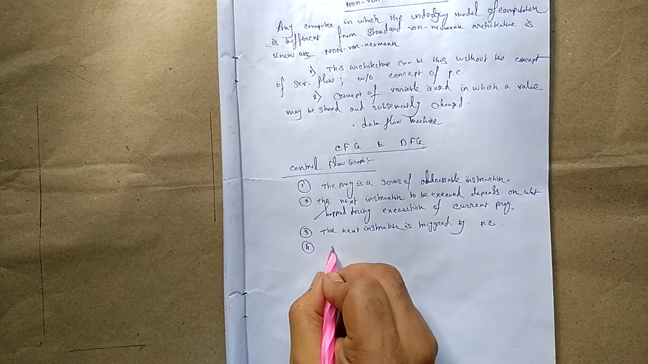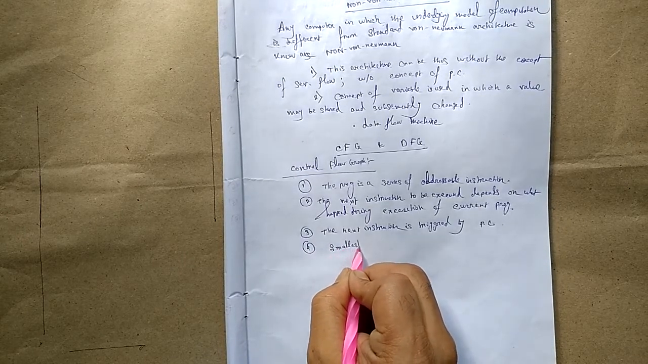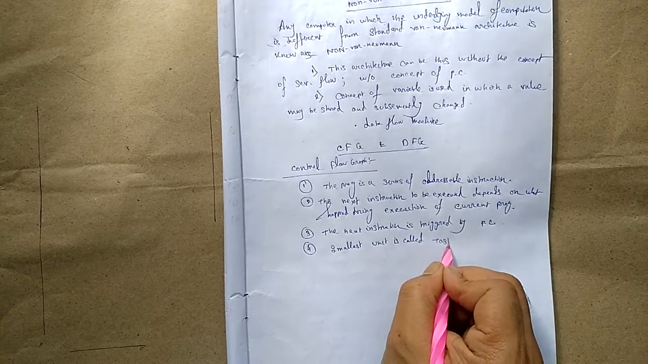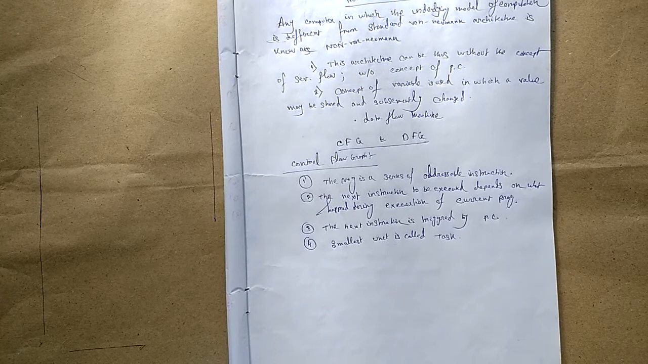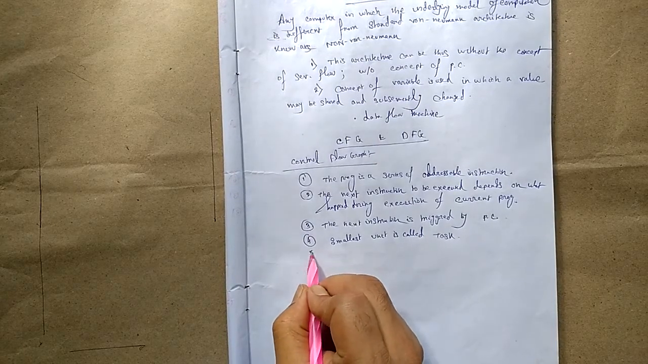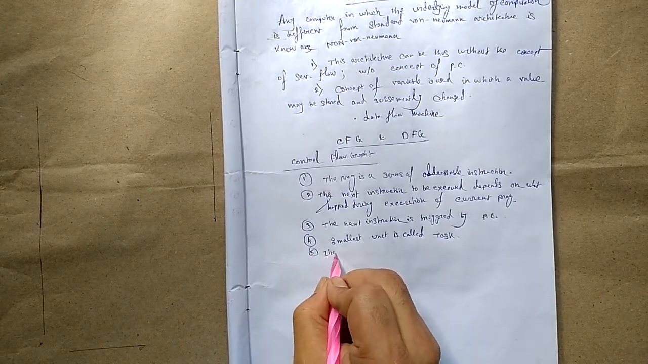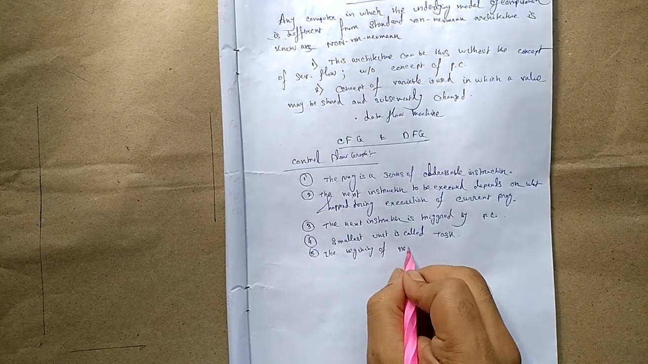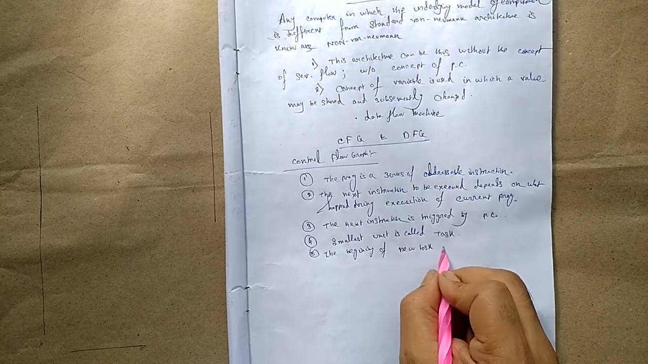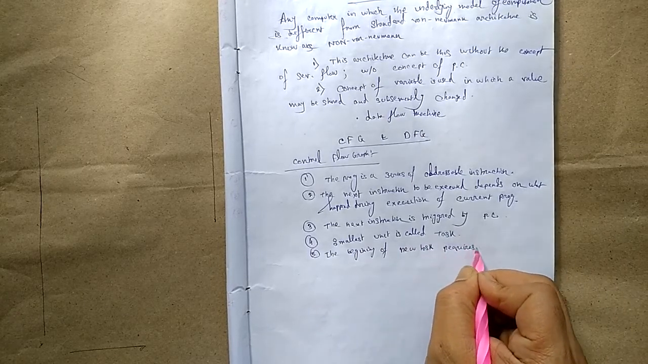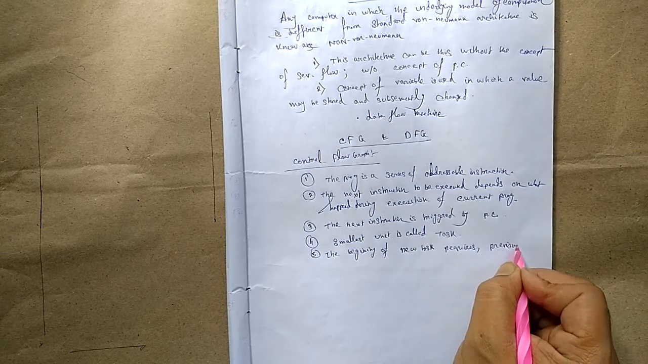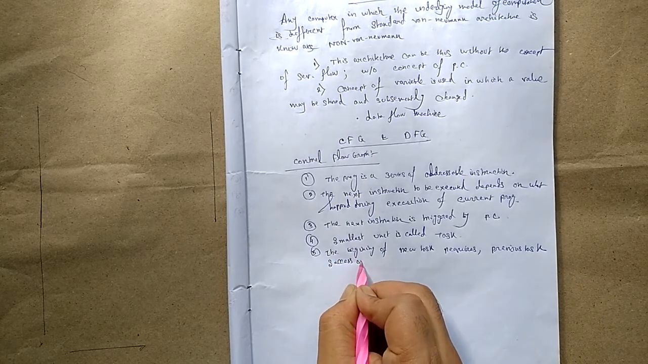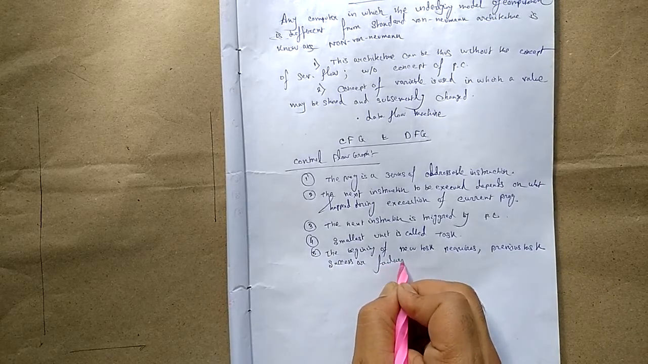Here the smallest unit is called task, the beginning of new task requires previous task success or failure.